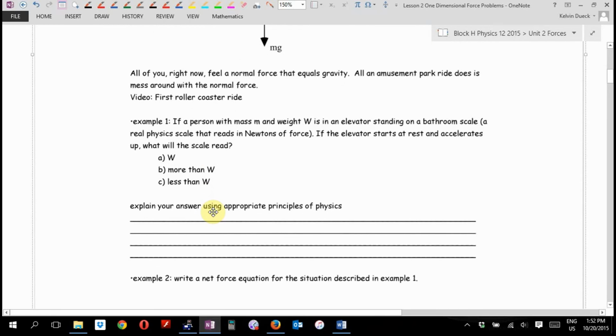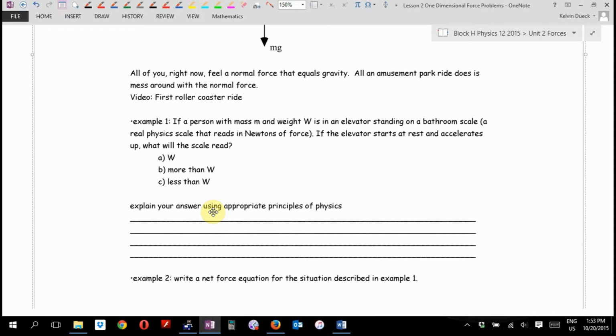So here's our thought experiment. Once again, we're going to vote. Once again, how high you hold your hand up is how sure you are of the answer. If a person with a mass M and a weight W is in an elevator standing on a bathroom scale, but you know what? First of all, what does a scale measure? And we're going to make this scale, instead of having it read in kilograms, let's just have it read in newtons so we can go straight to force. If the elevator starts at rest and accelerates up, what will the scale read? Their weight, W, more than W, or less than W? And convince me.